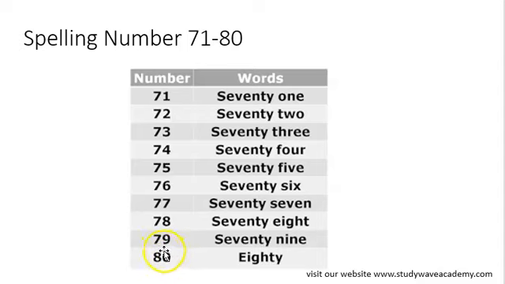80. And how are we going to spell 80? We spell 80 as EIGHTY. 80. We spell 80 as EIGHTY. Okay, did we get that? 80 is spelled EIGHTY. I hope we'll be able to spell our numbers right from 61 to 80.